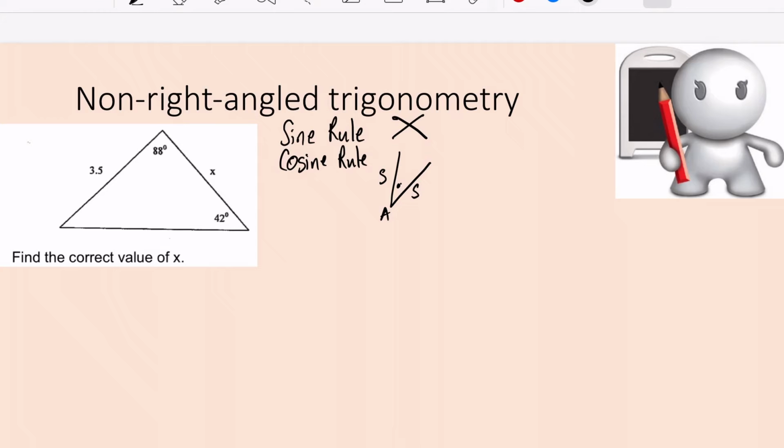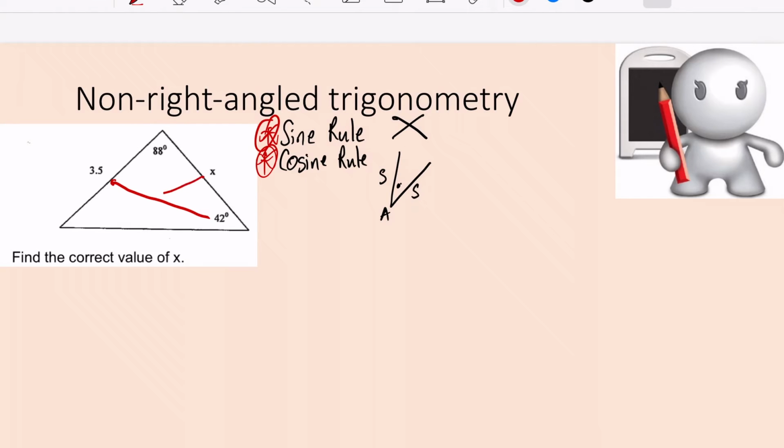Let's have a quick look at this question on this slide. What we're after is to find the correct value of x. Now we need to determine, do I use the sine rule or do I use the cosine rule? Let's have a quick look. What have we been given? Well, we've been given 3.5 and 42 degrees.